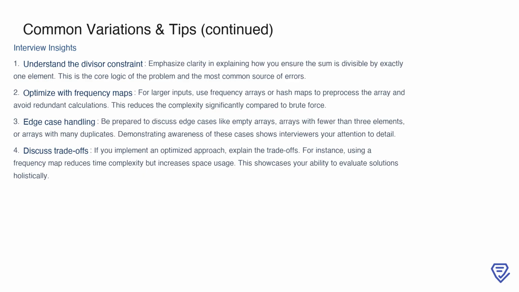Additionally, discuss trade-offs in your approach. For example, while using a frequency map improves time complexity, it does require additional space. By explaining these trade-offs, you demonstrate your ability to think critically about the balance between time and space efficiency.